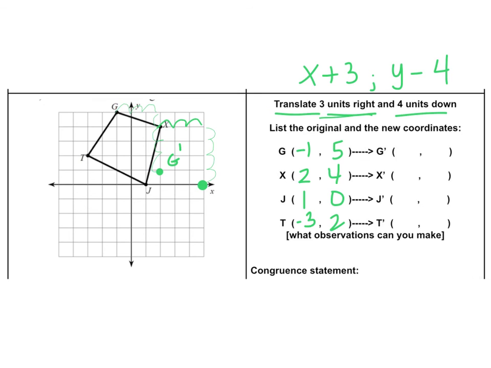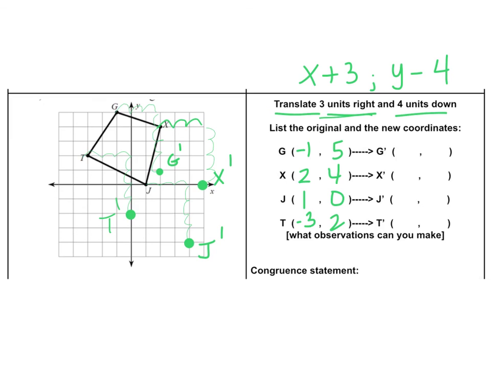And you know what to do, right? We're going to label it X prime. All right, J, 3 to the right, 1, 2, 3, 4 down, 1, 2, 3, 4. And mark it right there. And please label J prime. Okay, and T, 3 to the right, 1, 2, 3, and 4 down, 1, 2, 3, 4 down. And boom, right there. And that is called T prime.